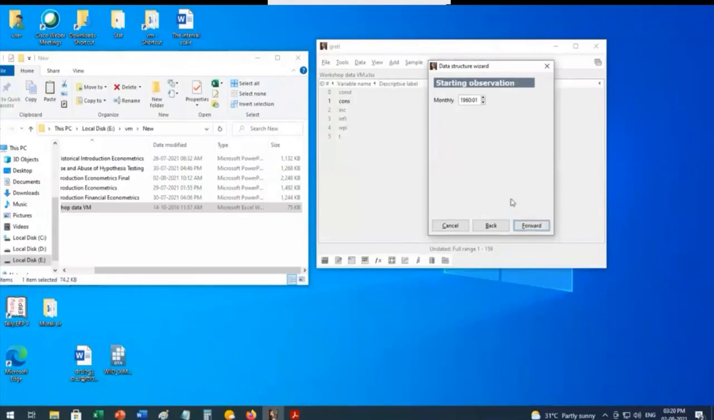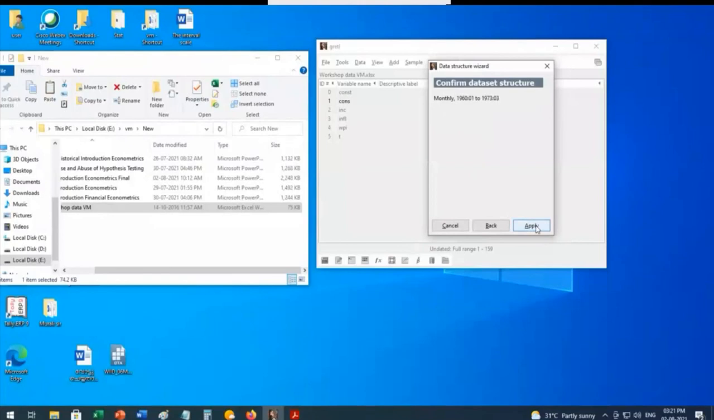Then I have taken 1960 January, but we can change this by increasing like this or decreasing like this, or we can directly type it here. I am keeping it 1960 January. So click forward. It is given monthly, 1960 January to 1973 March. We say apply. Click apply. So we got the data set here.